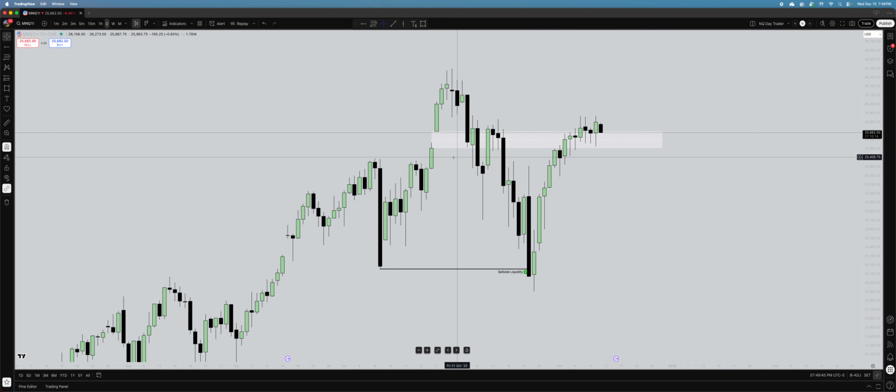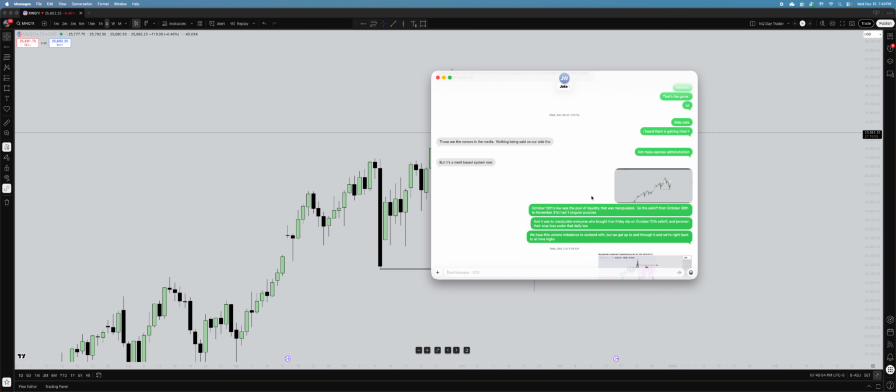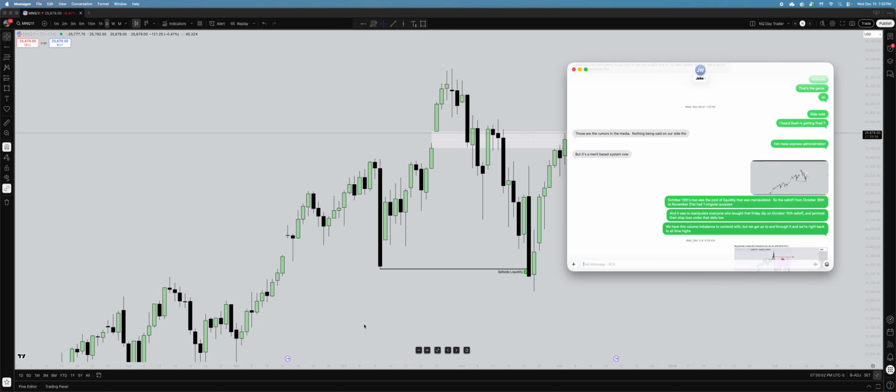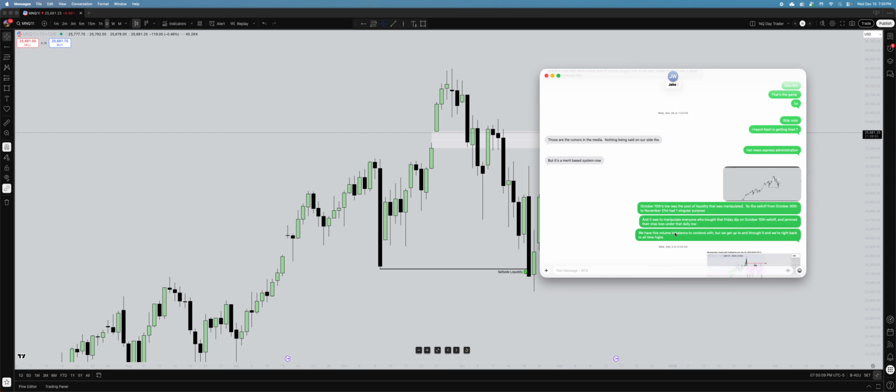If you remember back from our text, I had mentioned this volume imbalance here. This was last month, or a few weeks ago, when we were texting. Right here, you can look back. But I said October's 10th was the draw on liquidity. That's this low here for our little pullback. And that we would have the volume imbalance that I mentioned right here to contend with to get up to it and through it.